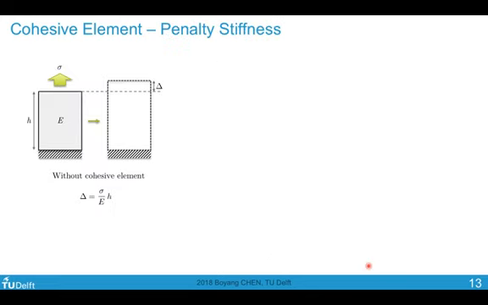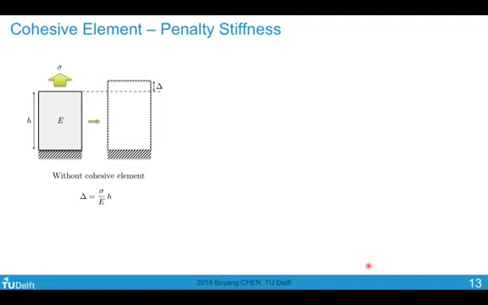Now I would like to talk about how to set the penalty stiffness. I've only briefly mentioned that the penalty stiffness serves to approximate perfect bonding before damage initiation. It needs to be large so that we have a very small amount of opening before damage initiation. It can't be too large, otherwise our stiffness matrix after assembly becomes ill-conditioned. So what is the right balance then?